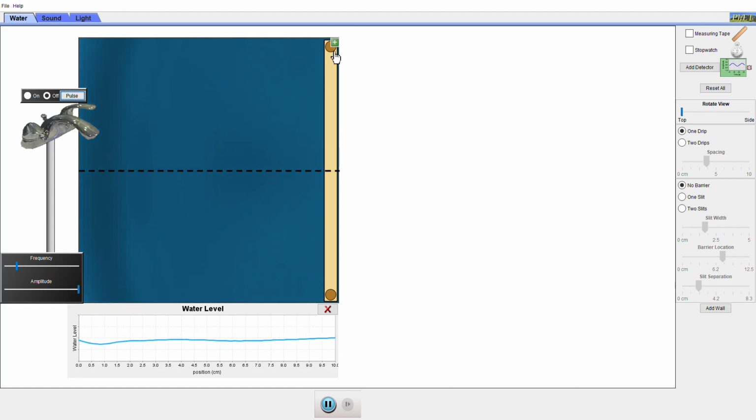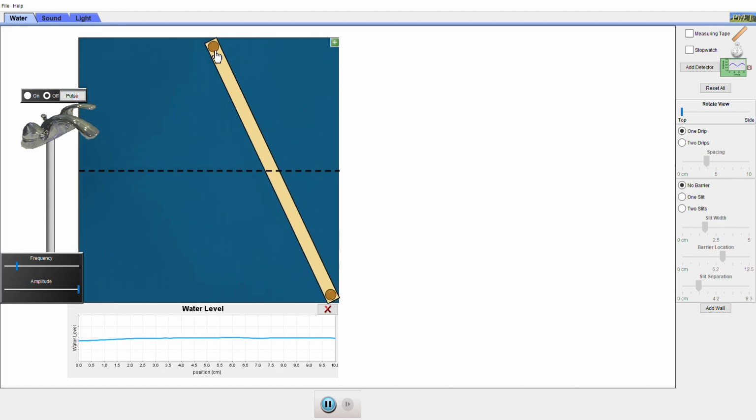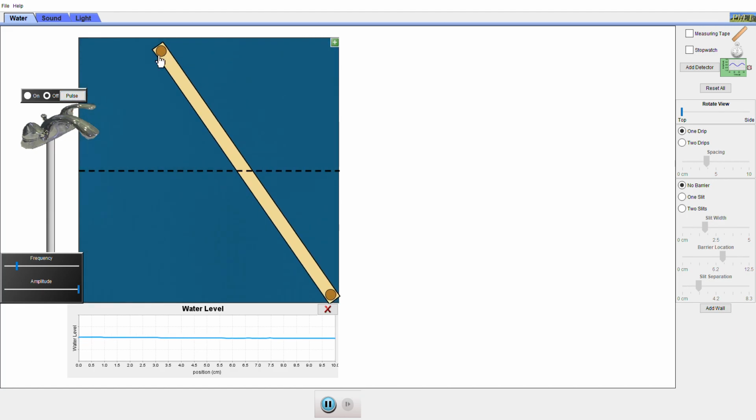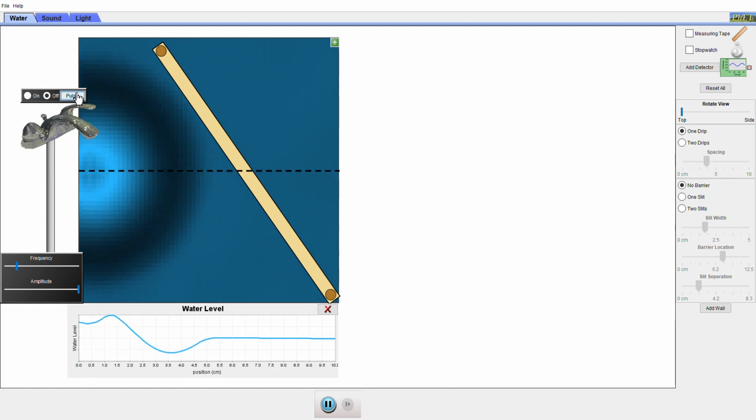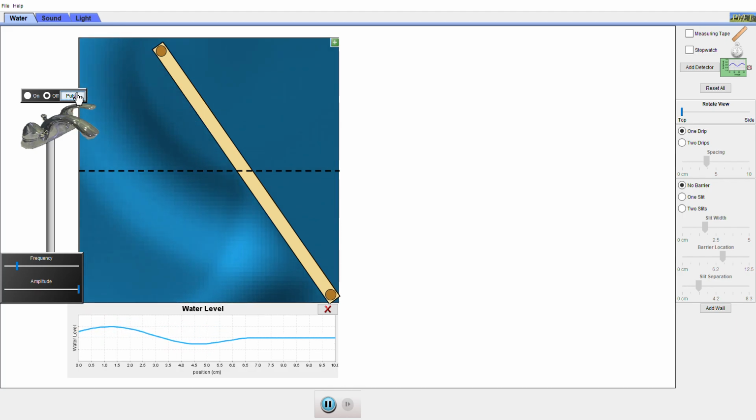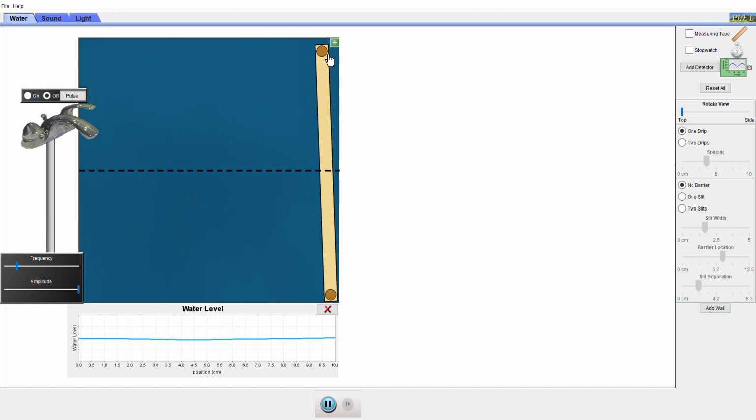Now, one thing that's not talked about on the worksheet here, but if we have a slanted surface and a wave approaches it, notice how that affects things. This is something hopefully that we did in lab. If you remember, the law of reflection states that the angle of the incident wave will equal the angle of the reflected wave.